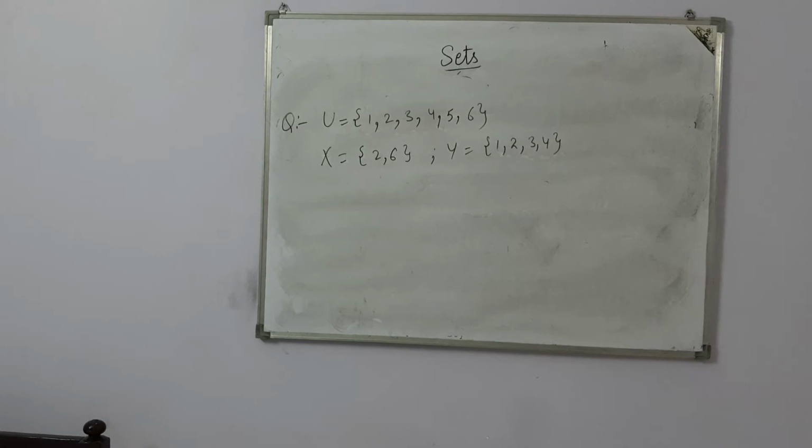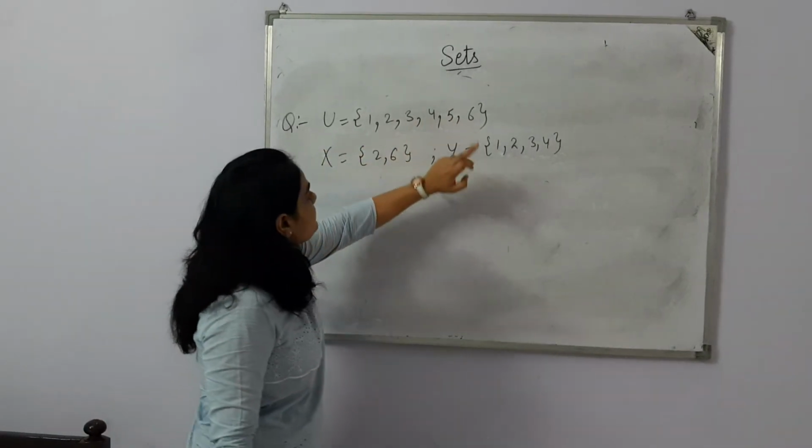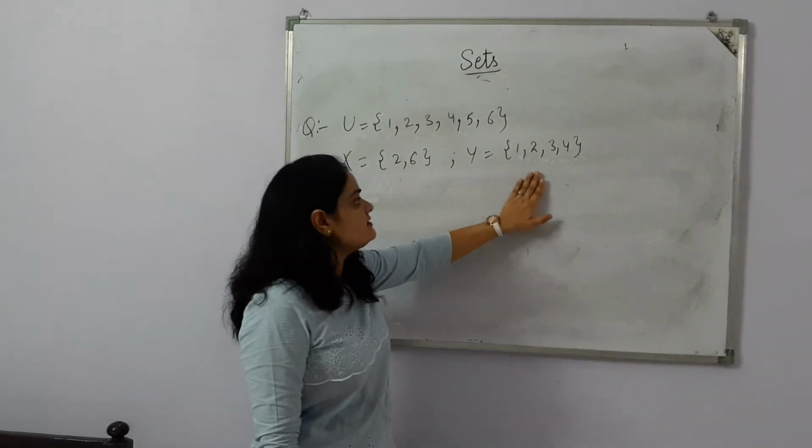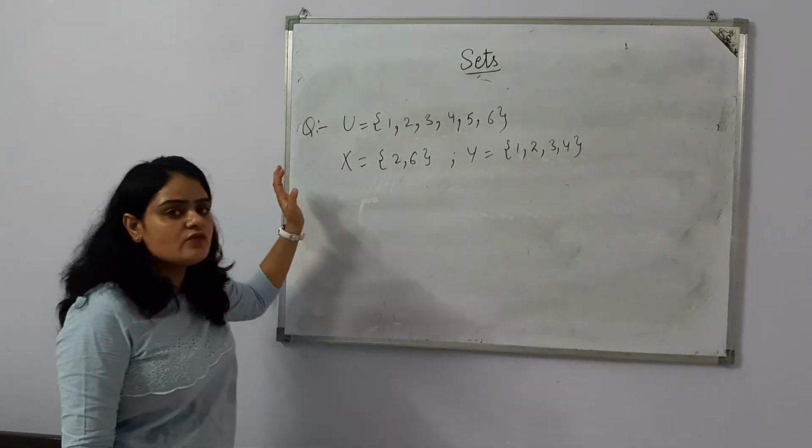If you have a question, U is the universal set which contains 6 elements: 1, 2, 3, 4, 5, 6. X is the first set which contains 2 elements: 2, 6. And Y is the second set which contains 4 elements: 1, 2, 3, 4.